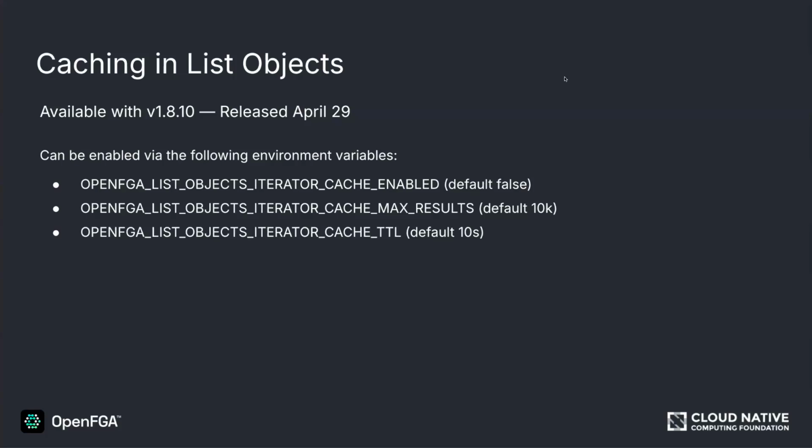Prior to the most recent release, we would have run all of those queries again, even though we just did it, which feels bad. Doing duplicate work always feels bad, but it fortunately is pretty easily cacheable. So we now have caching in list objects. They can be configured with these 3 environment variables. Really, the only one you need to turn it on is the enabled flag. We have what we think are sane defaults for TTL and max results, but feel free to tweak them to your heart's content.